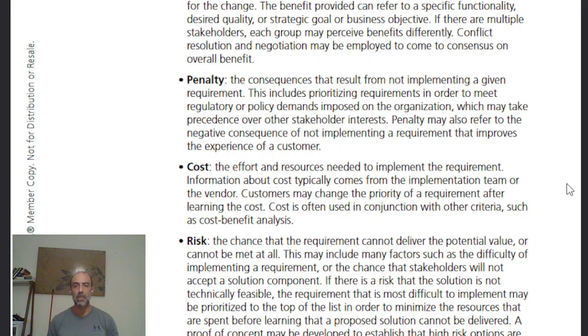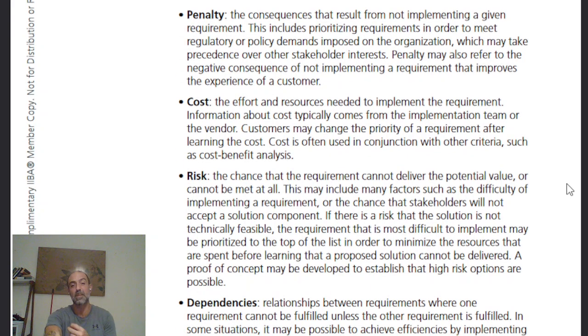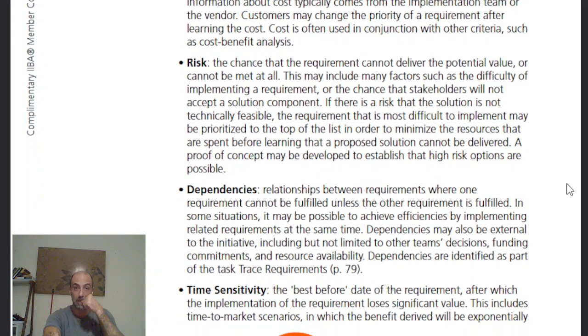Risk: the chance that the requirement cannot deliver the potential value or cannot be met at all. This may include many factors such as the difficulty of implementing a requirement, or the chance that stakeholders will not accept a solution component, right? Because stakeholders might be like, we don't want to do this. If there is a risk that the solution is not technically feasible as well, the requirement that is most difficult to implement may be prioritized to the top of the list in order to minimize the resources that are spent before learning that the proposed solution cannot be delivered.